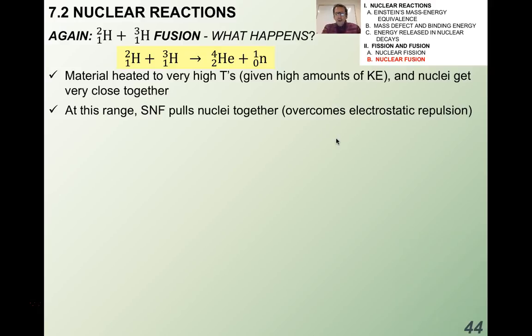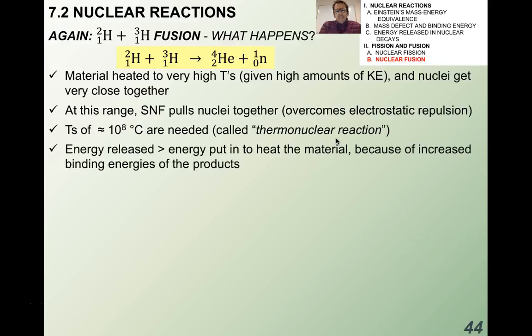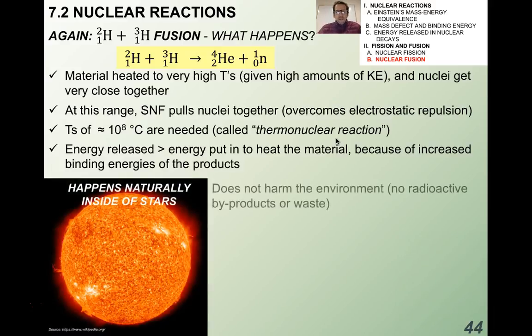So it has to overcome electrostatic repulsion to where the strong nuclear force takes over. It turns out that temperatures on the order of 10^8 degrees Celsius are needed, okay? This is called the thermonuclear reaction. So the energy release is greater than the energy put in to heat the material because of the increased binding energy of the products, okay?